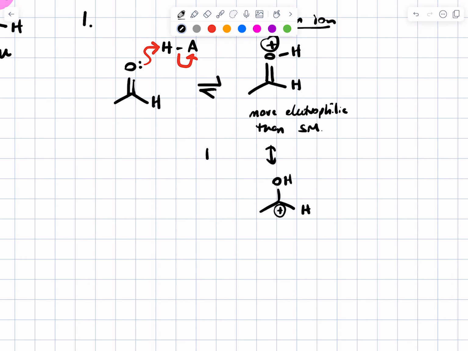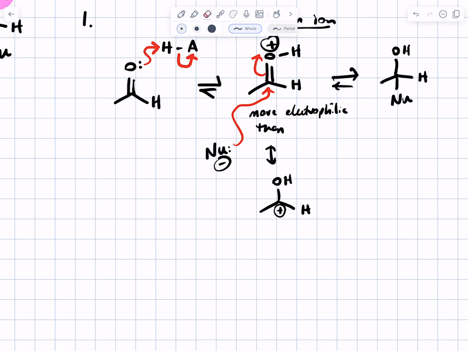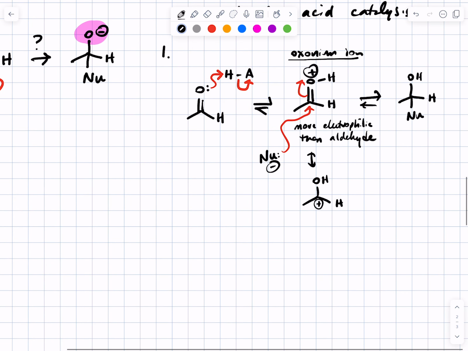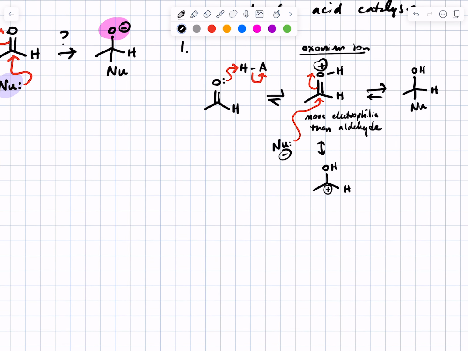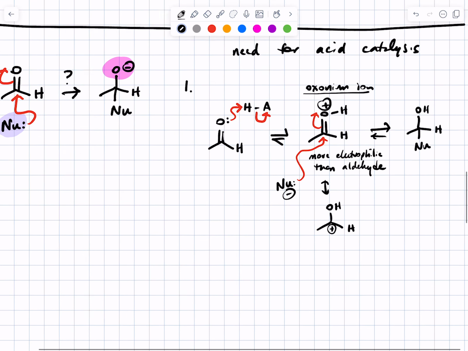Protonation of the carbonyl oxygen makes the carbonyl carbon in the oxonium ion even more electron poor. So at this stage, then it becomes more reasonable for your nucleophile to attack and generate your intermediate that looks like this. All right. What does SM stand for? Sorry, SM stands for starting material. More electrophilic than the aldehyde. Okay. So that's one way that you could envision an acid helping a nucleophilic addition step to happen.